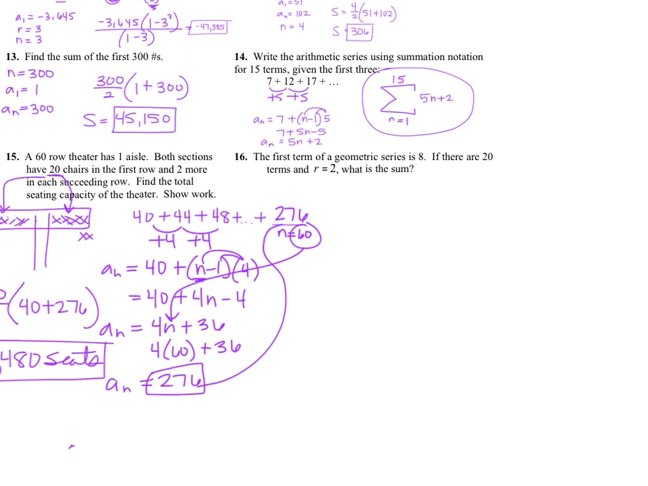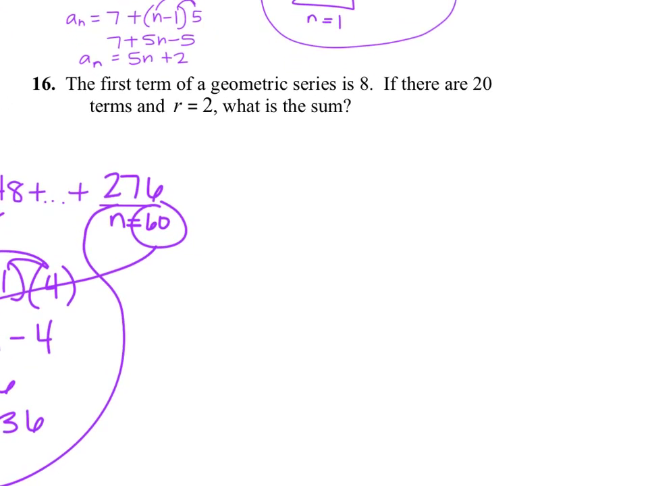Okay, last one. Almost there. This one, the first term of a geometric series is 8. If there are 20 terms, and r is 2, what is the sum? So if we know our first one is 8 and we have a common ratio of 2, that means we are doing 8 times 2 is 16. 16 times 2 is 32. You don't want to keep going like this because these numbers are going to get real big real quick. We don't need that. But this is the idea, right?